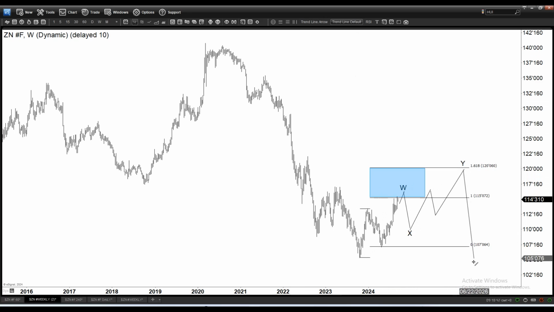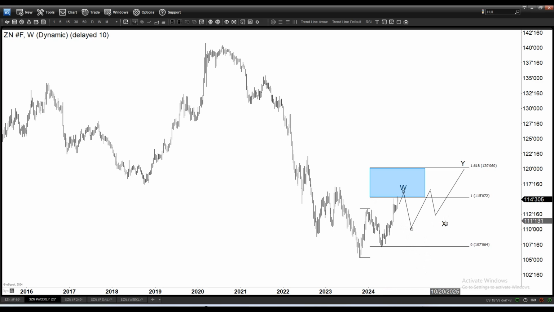Now after this it fails. So those are the two options, guys. And then the third option, which I would consider a little bit less likely, is that we finish the entire correction of these 5 waves in just a shallow correction of 3 waves, and we just go down directly here. That's the other option, right?